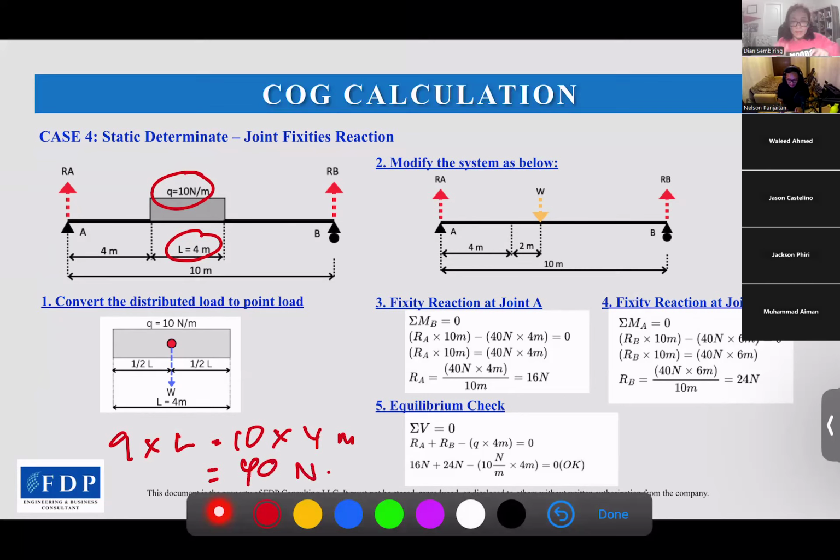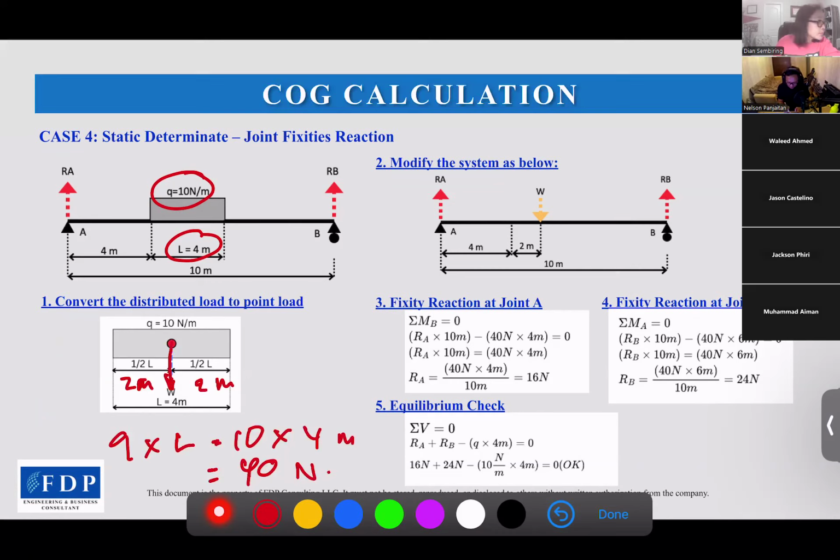And the COG, we can assume that it will be working at the center of the distributed load. But if it's a trapezoidal section, then it will be different. So we can assume that it will work at the center of the distributed load. Half of the length here is 2 meters from each edge, like that.